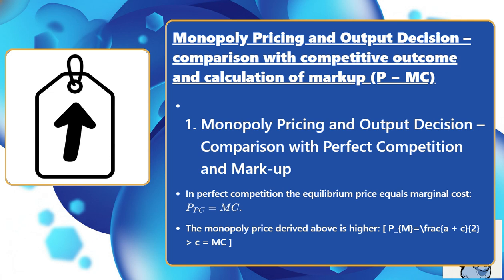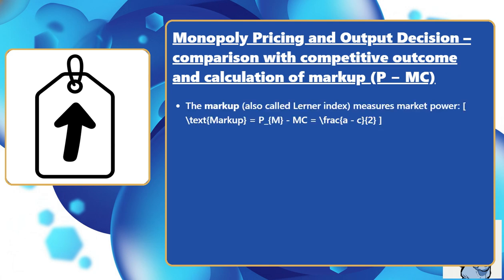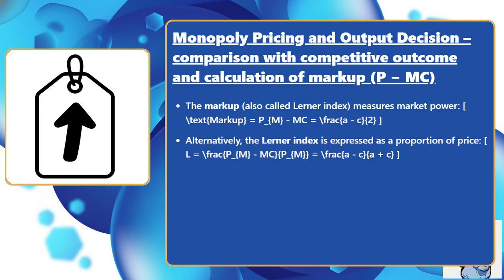P_M = (a + C)/2 > C = MC. The markup, also called the Lerner index, measures market power. Markup = P_M - MC = (a - C)/2. Alternatively, the Lerner index is expressed as a proportion of price.